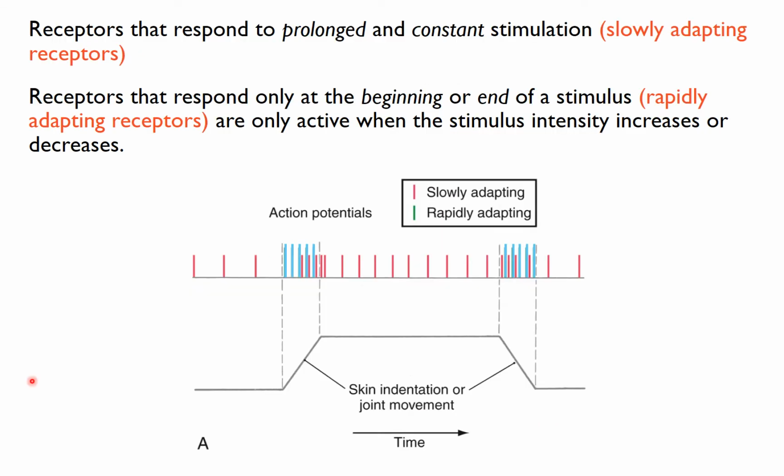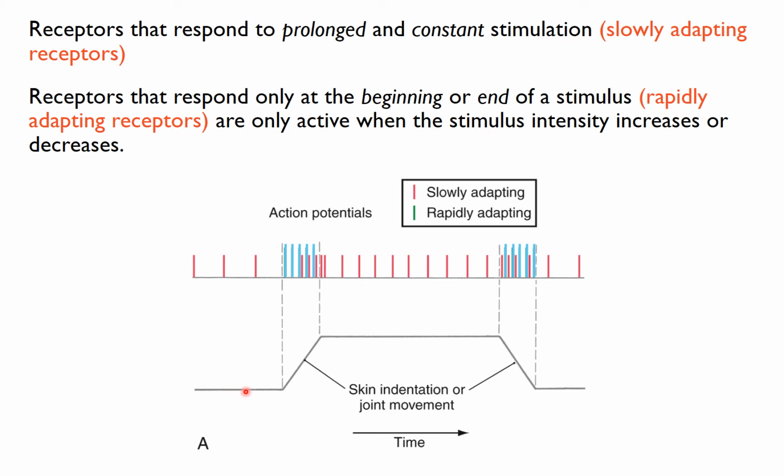This slide goes into more detail of the formal definition of a slowly and rapidly adapting receptor. A receptor that responds to prolonged and constant stimulation is slowly adapting. That means you get a stimulus applied and you feel it throughout the entire duration. A receptor that only responds at the beginning or end of a stimulus is called a rapidly adapting receptor, and it is active only when the intensity of the stimulus suddenly increases or decreases. That is what this graphic at the bottom of the page indicates.